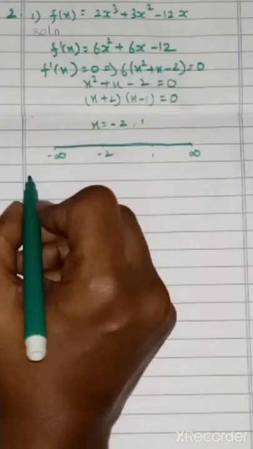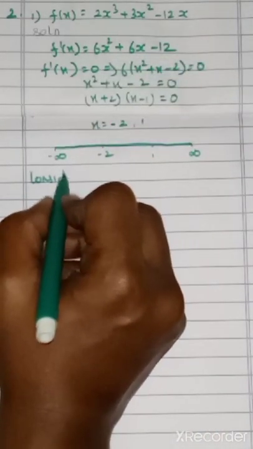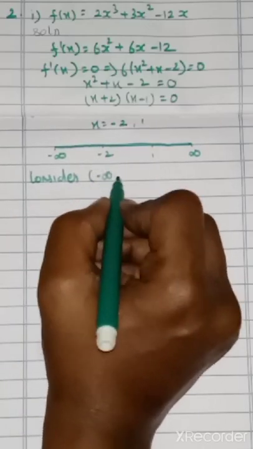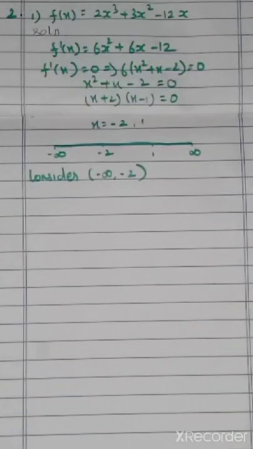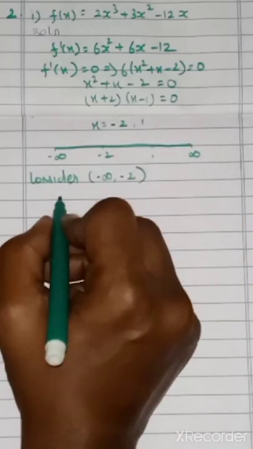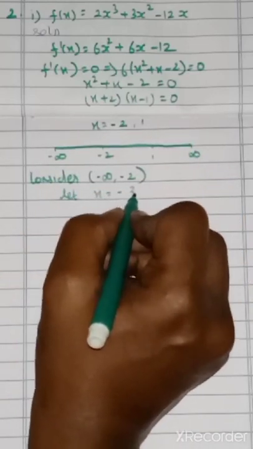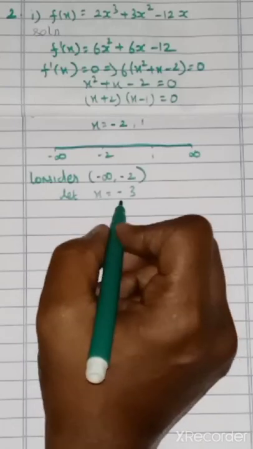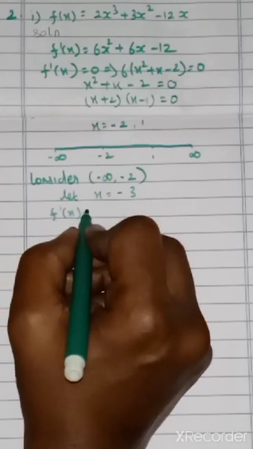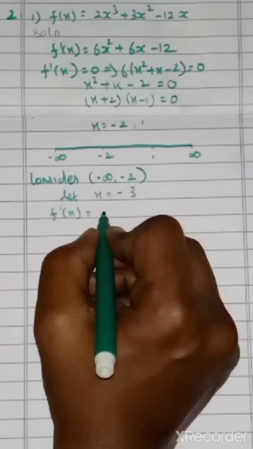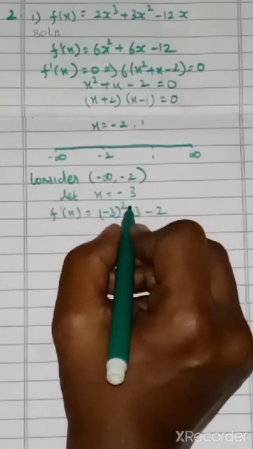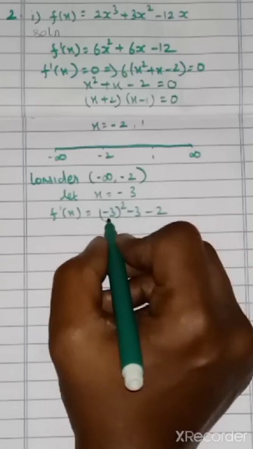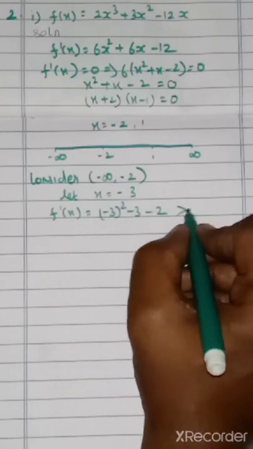Okay, so first consider minus infinity comma minus 2. So minus infinity to minus 2 we are going to take one value. So what we can take, let x equal to smallest number, we can take x equal to minus 3. So in the x equal to minus 3 here, we are going to substitute in your f dash of x. So f dash of x equal to minus 3 square minus 3 minus 2. 3 3s are 9, 5. So 9 la 5 pochna, it's bigger number only, correct?